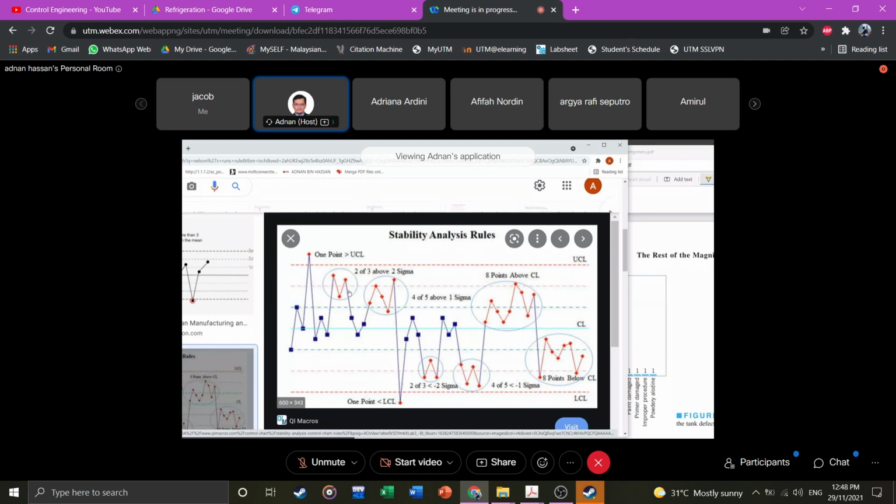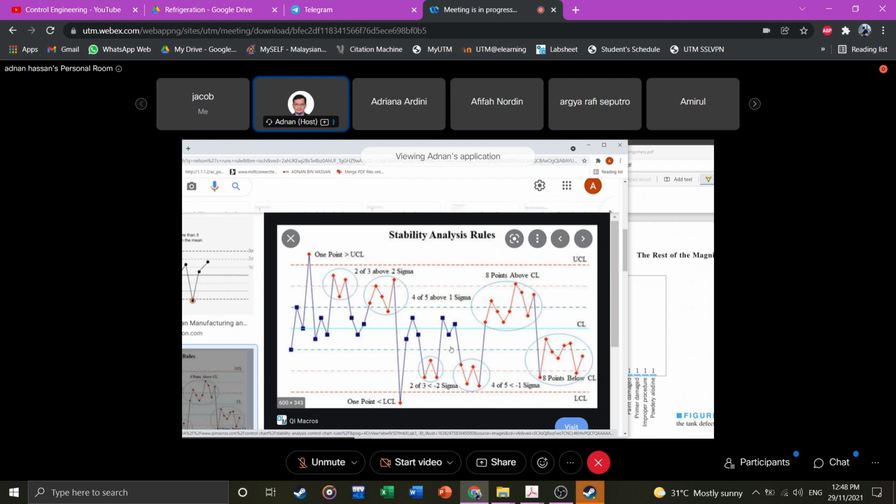So when you have 3 points beyond 2 sigma, as I showed just now, 1, 2, 3, two of them are above 2 sigma. Okay, this is considered an unstable process. This is rule number 1, 1 point greater than this.